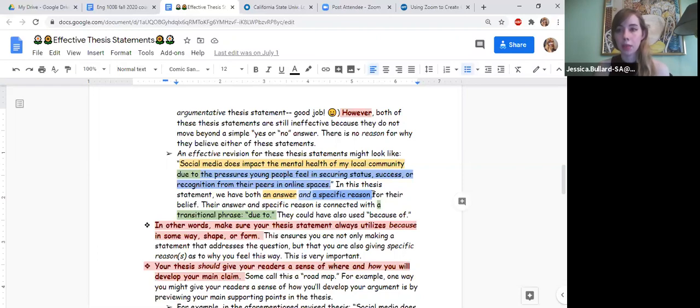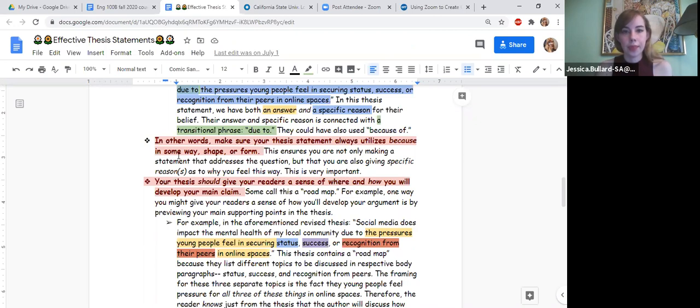You basically always want to make sure your thesis statement has some type of because in there. So like here they have due to, which is just another way to say because, right? It's connecting your answer to the specific reason. So it's that transitional word in there that you're using, okay? So that's kind of like an outline to keep in mind when making an effective thesis statement: response to the topic, because or transitional word, specific reason, okay?